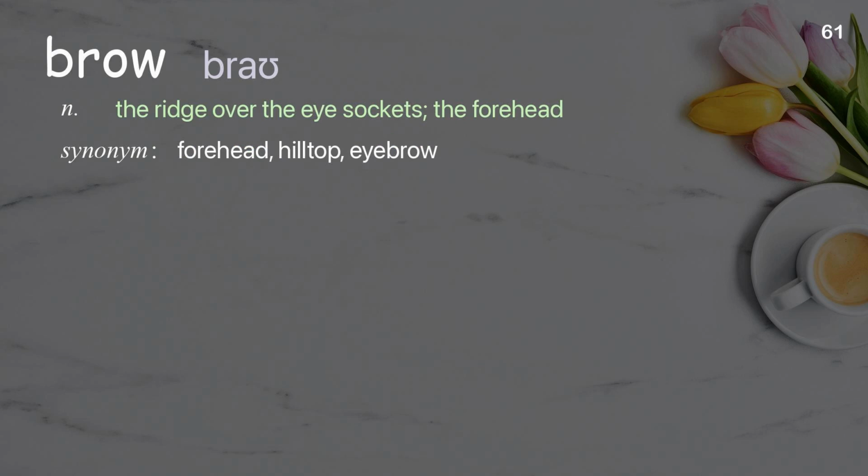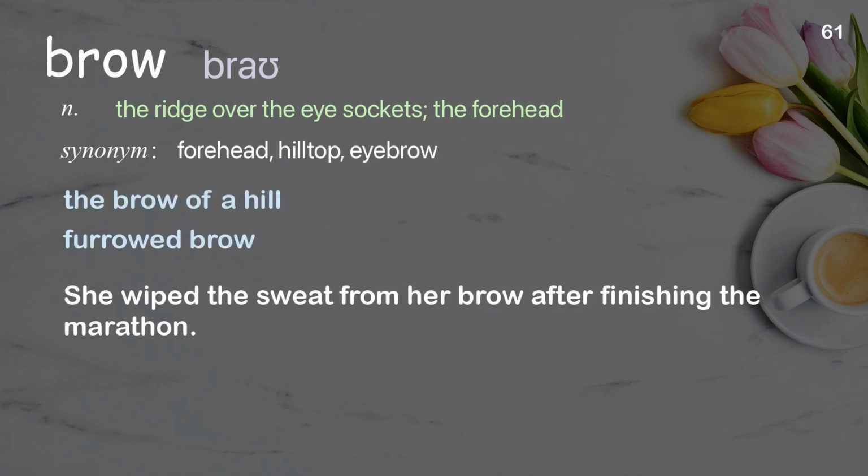Brow. The ridge over the eye sockets, the forehead. Examples: the brow of a hill, furrowed brow. She wiped the sweat from her brow after finishing the marathon.